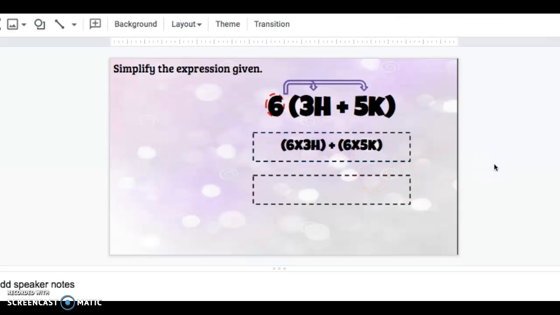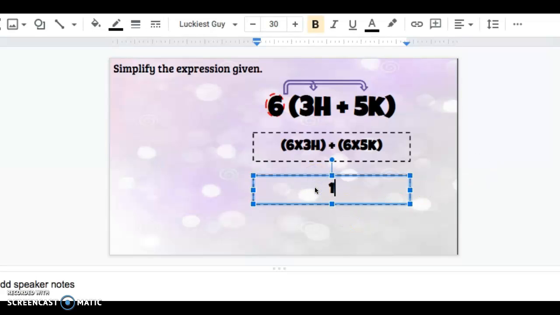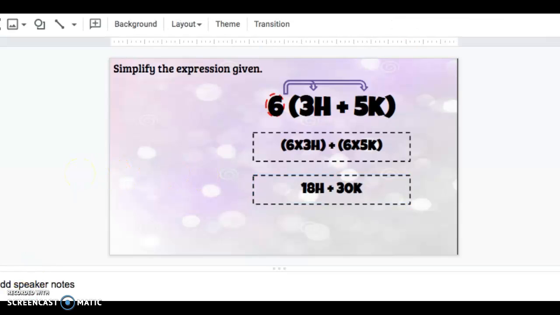Okay, so now I can sit here and I can be like, okay, well, how do I solve this? Well, 6 times 3 is 18, but I have to leave that h with it. Plus, well, 6 times 5 is 30, but I have to leave that k with it. So I have 18h plus 30k. And that's your problem. And that's how you solve distributive property with variables.